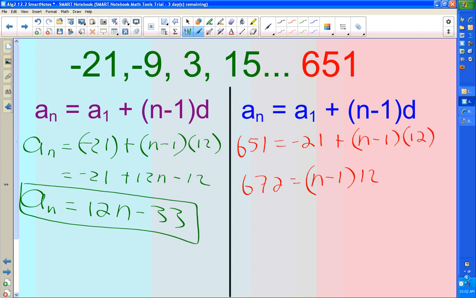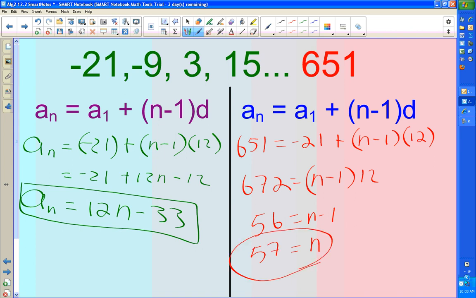Now when you're looking at this sequence, it's all integers. What can you tell me about 672 and 12? If you're all integers, no fractions, what do you know about 672 and the number 12? Better be divisible by 12. If 12 doesn't go in evenly here, and these are all integers, you screwed up when you added your 21. Something got messed up. What's 672 divided by 12? 56. Equals n minus 1, and n is 57.